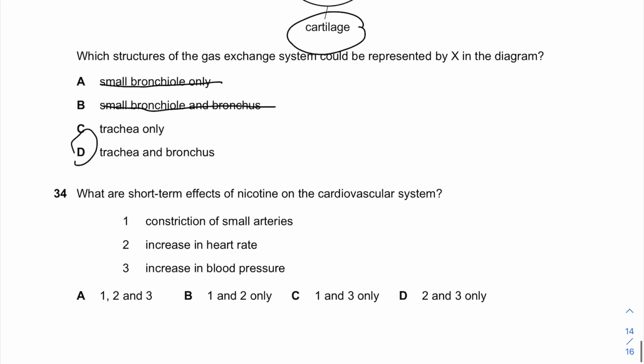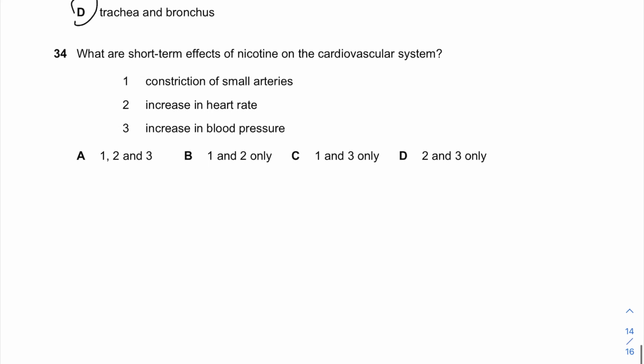What are the short-term effects of nicotine on the cardiovascular system? That would be constriction of small arteries, correct. So when you have small arteries constricted, that will increase your heart rate and blood pressure. So all of it is correct.